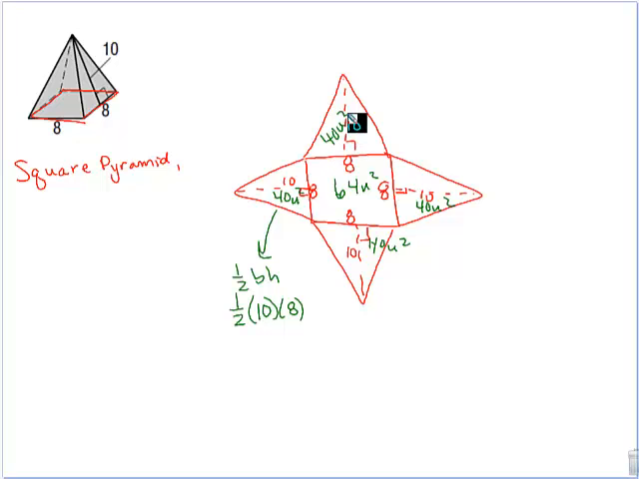So how would I find the total surface area? 40 times 4 plus 64. Okay, so we could do 40 times 4 for the triangles and then add on 64. That would certainly work. 160. So 160 plus 64. Yep, 224.